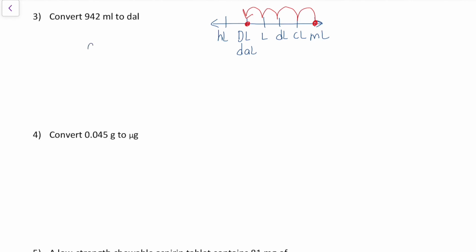So I take my number and I'm going to jump 4 times to the left. 1, 2, 3, 4. My decimal point is going to be right there, and we always stick a 0 in front of our decimal point. To get to our decaliters.